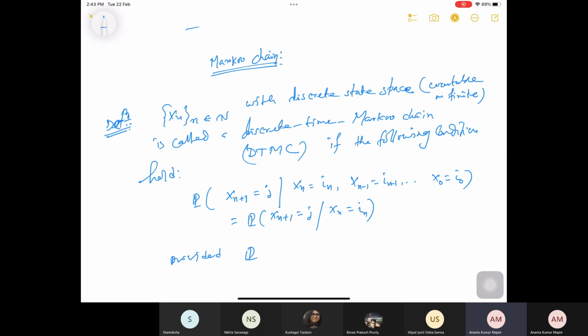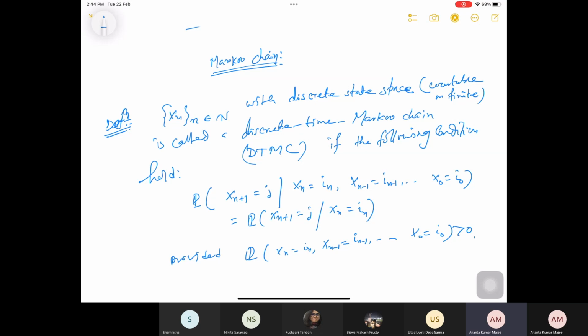We know that, okay, for A given B, the probability of B should be positive. Then I can think about the probability that the event A occurs, knowing that B already occurred. So this is provided the probability of X_n = i_n, X_{n-1} = i_{n-1}, ..., X_0 = i_0 is strictly positive. That's what I'm saying. This is just the definition of a Markov chain.